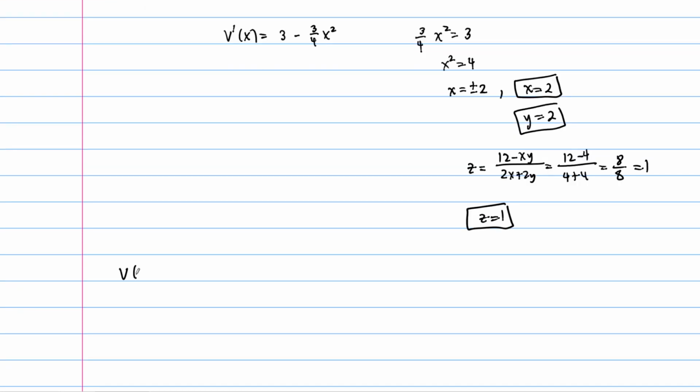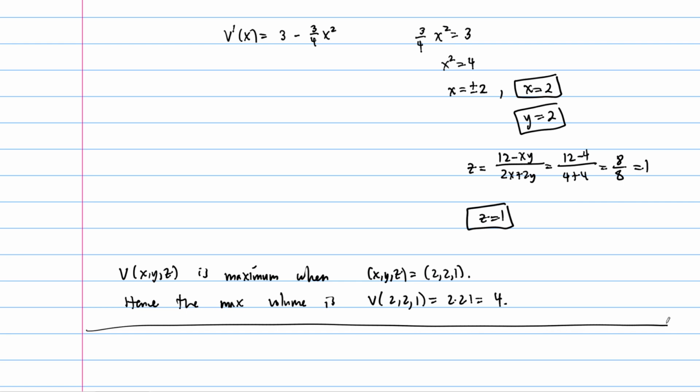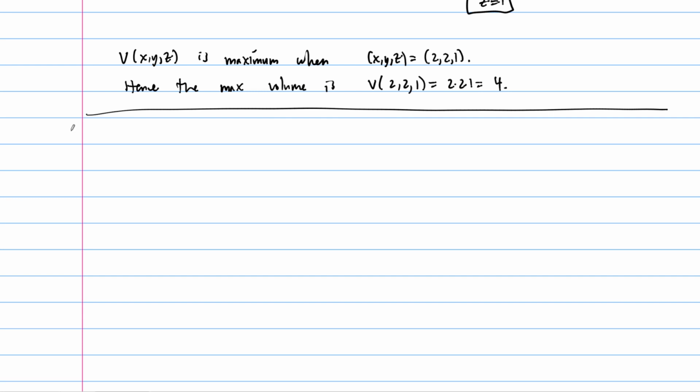So our volume, v of x, y, z, is maximum when x, y, z equals 2, 2, 1, and so hence the maximum volume is v of 2, 2, 1 equals 2 times 2 times 1 equals 4, right? So the maximum volume of such a box with surface area 12 with no top is going to be 4, right? All right, so let's now think about another way that we could approach this problem.